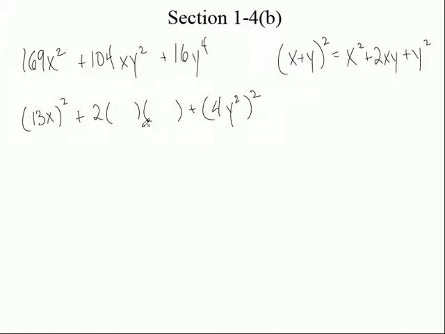Now I know my x. Now I know my y, right? So let's put it into here. So what's going to go in here? 13x, and what's going to go right here? 4y squared. Now let's see if it multiplies to become this.